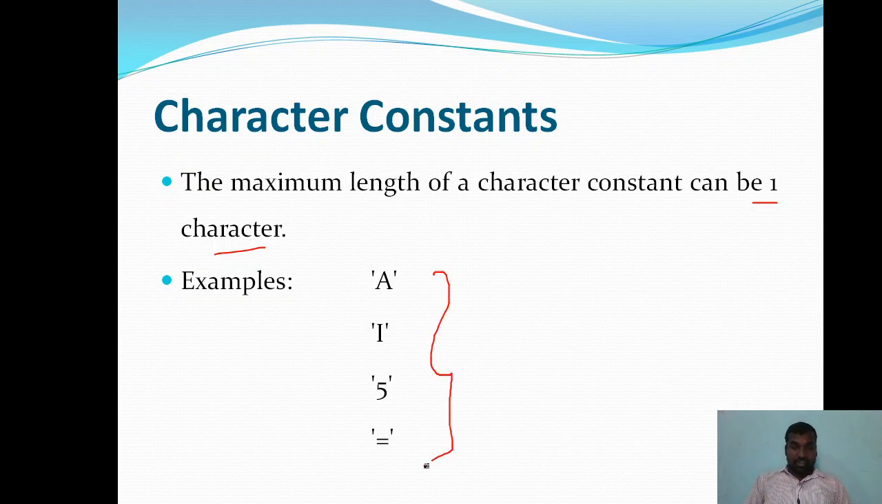So these are the different valid examples. A is there, I is there, 5 is there, and the equal to symbol is there. All these are surrounded in single quotes, so they are perfect character constants.